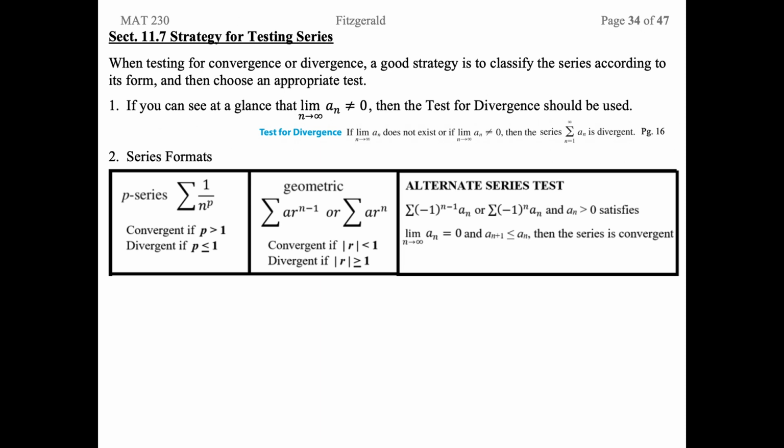7 strategies for testing series. So in this section, we're going to get all kinds of series all put together, so we have to come up with a way of what's the plan of attack.